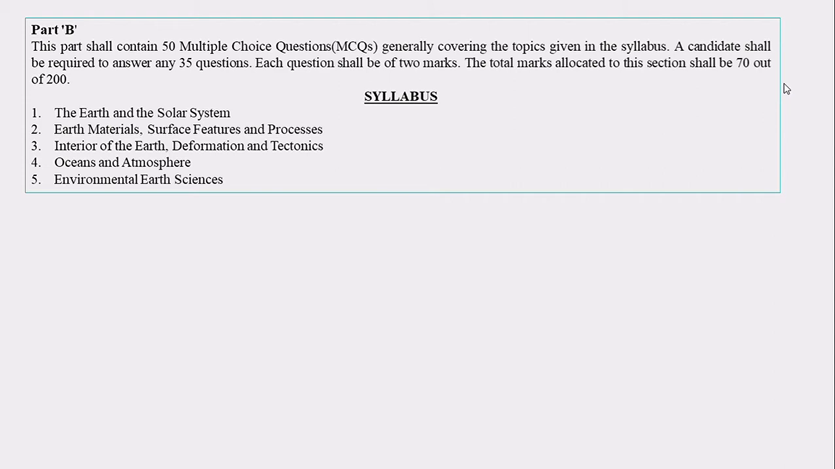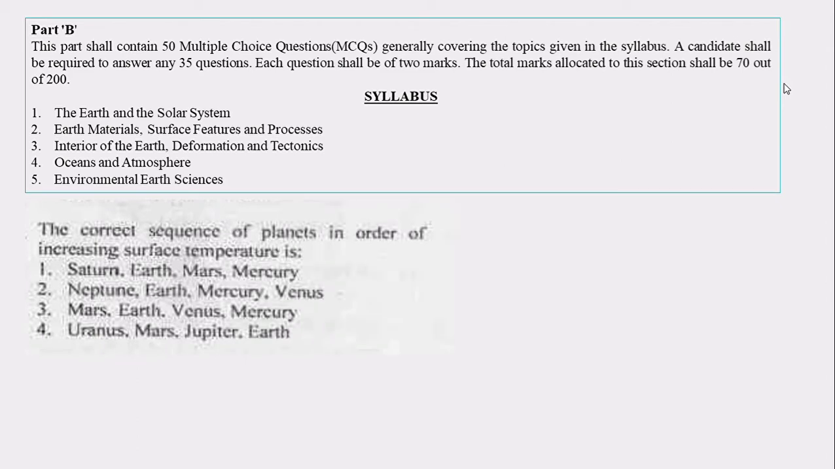So, according to your syllabus, probably 3 to 4 headings will be covered in our PG syllabus, that is 1, 2, 3, and 5. Quite obviously, ocean and atmosphere will be a bit different, that is out of our syllabus for a geology student, right? So, let's attend the questions.